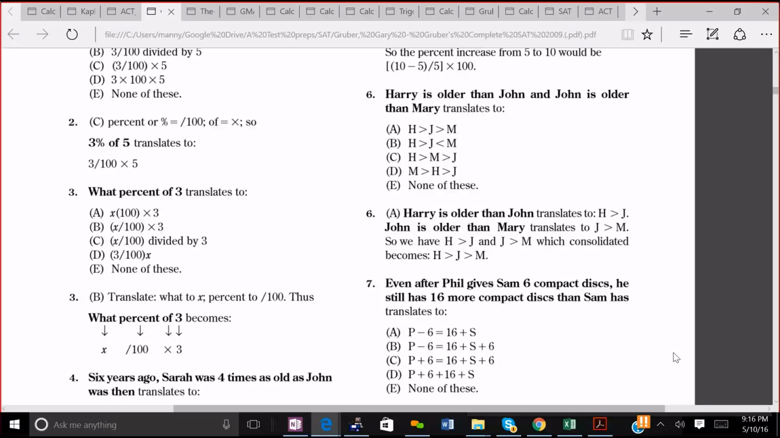Wow, this book must be old. I don't see these anymore. Yeah. The questions are old. Yeah. The book's not old.